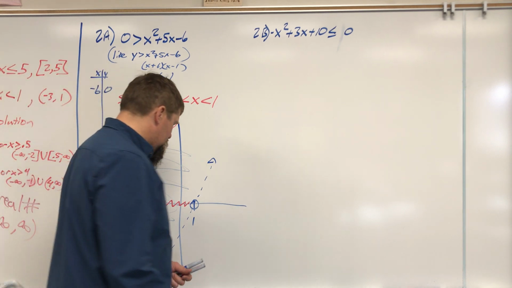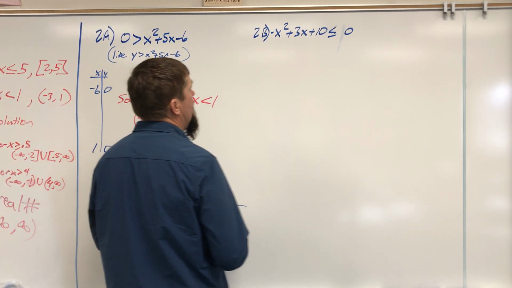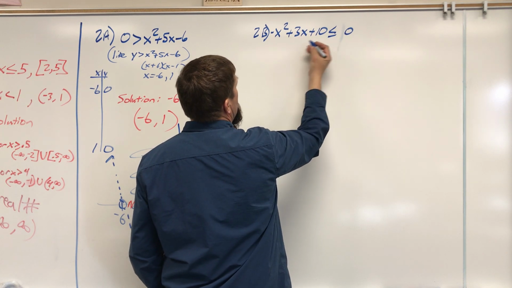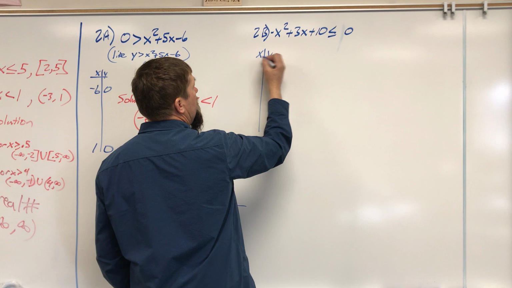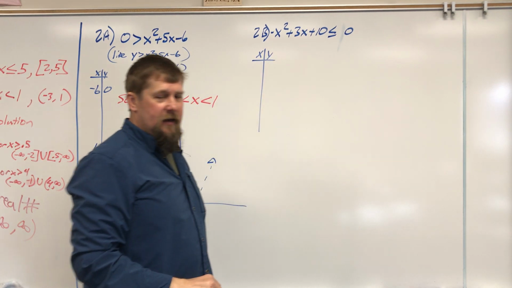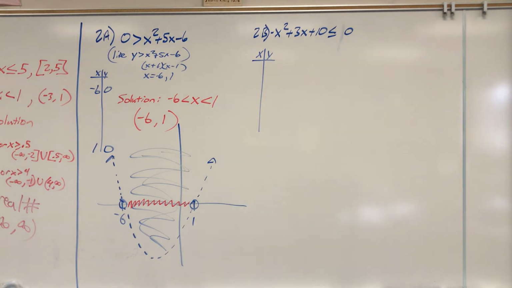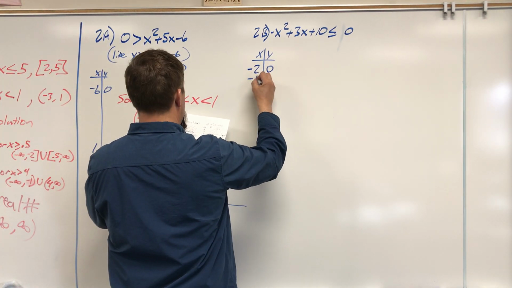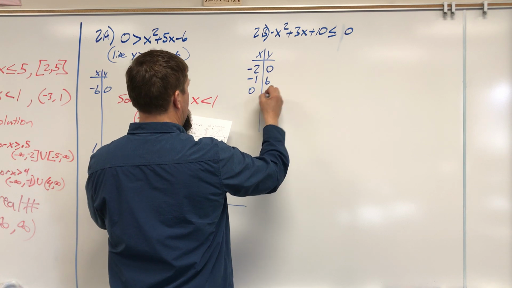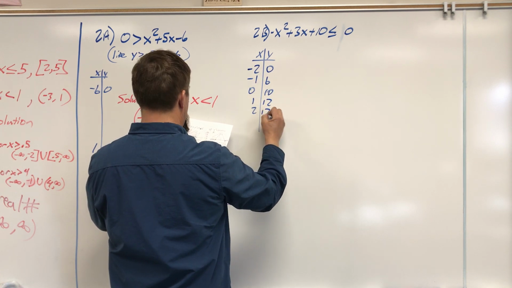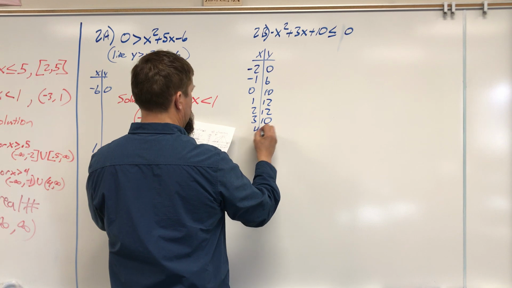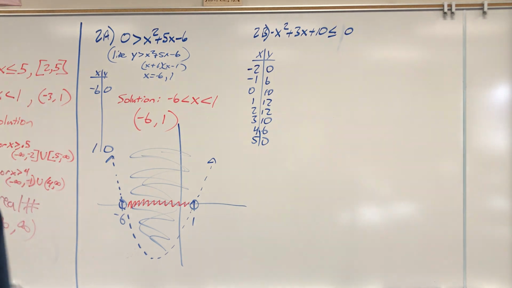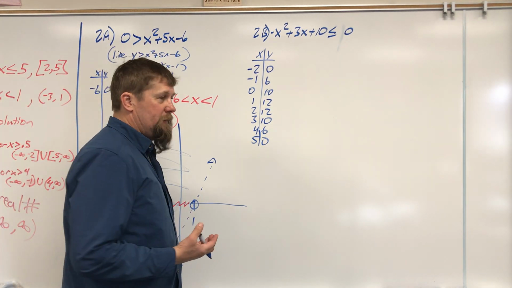Okay, let's do this one. This time we have -x squared plus 3x plus 10. Again, you can use a table. You can plug this in your calculator. You can find out what the intercepts are. If I plug this into the calculator, I end up with -2, 0, -1, 6, 0, 10, 1, 12, 2, 12, 3, 10, 4, 6, and 5, 0. So that table on my calculator tells me exactly what my graph looks like.